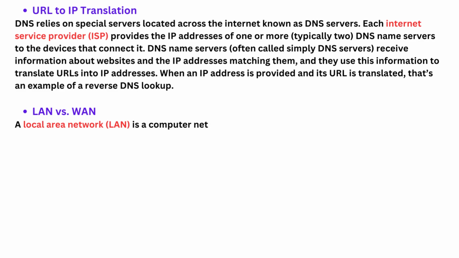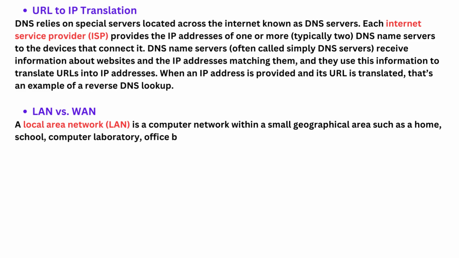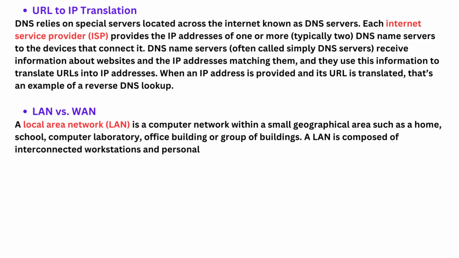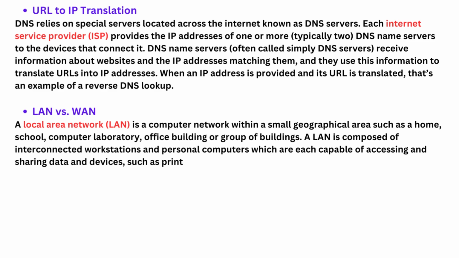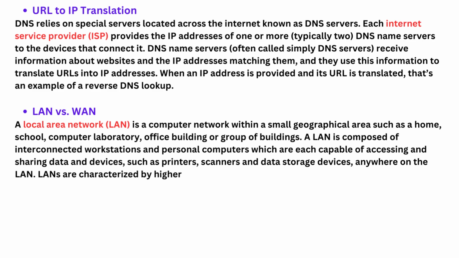LAN versus WAN. A local area network, LAN, is a computer network within a small geographical area such as a home, school, computer laboratory, office building or group of buildings. A LAN is composed of interconnected workstations and personal computers which are each capable of accessing and sharing data and devices, such as printers, scanners and data storage devices, anywhere on the LAN.